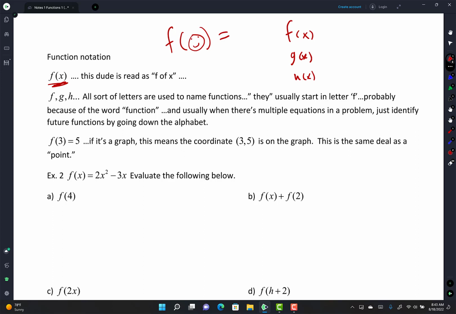All right. F of 3 equals 5. This is an ordered pair. That just means the x value is 3 and the y value is 5.